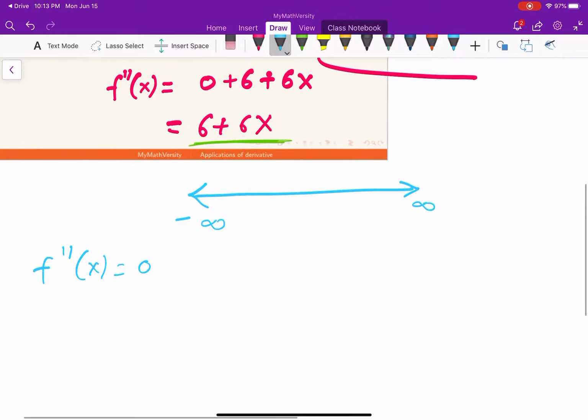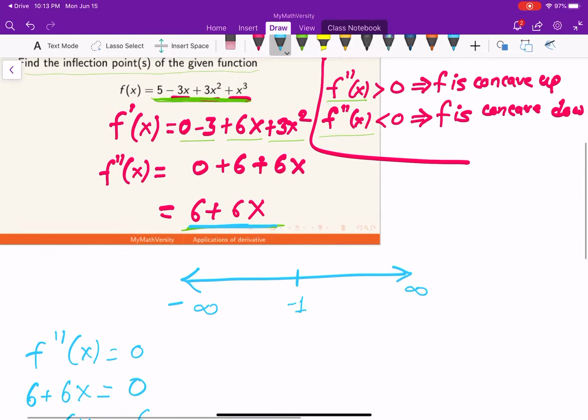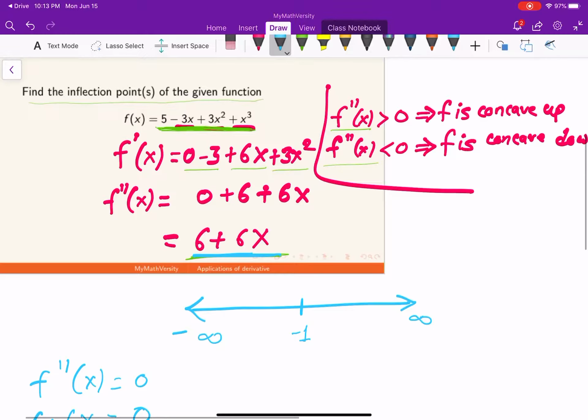But you can see here the second derivative function is given as 6 plus 6x, right? So set that equal to 0 and then try to solve for x. What do we get here? We can subtract 6 on both sides, so we get 6x equal to minus 6, and then when we divide by 6 on both sides, we get x equal to negative 1. It turns out that at negative 1 the second derivative is 0. We can use that as a partition number to divide the real line.